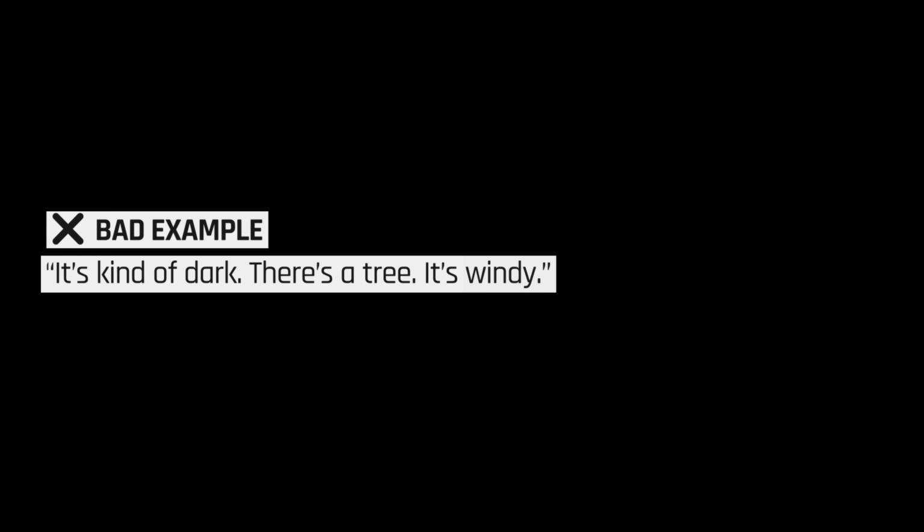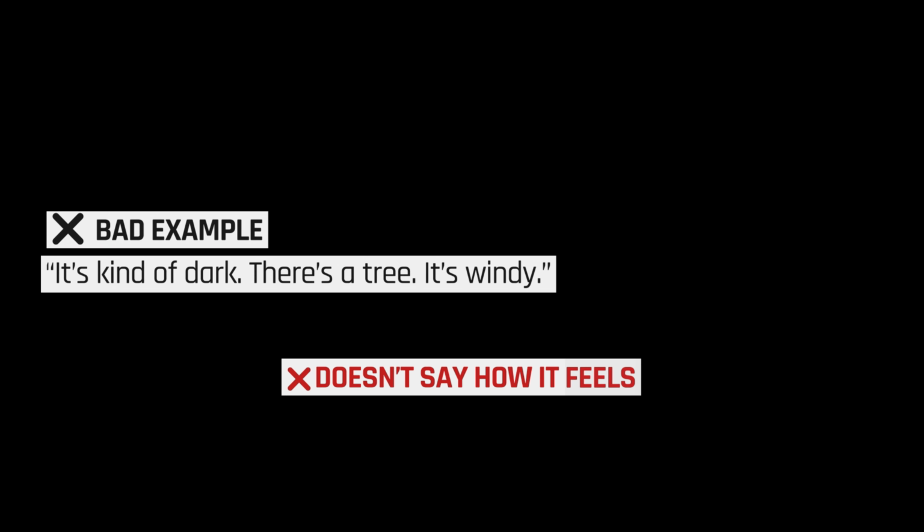Let's look at a bad example. It's kind of dark. There's a tree. It's windy. Now, what's wrong with that? Well, it's vague and generic, kind of dark, doesn't tell Veo how to light the scene. There's no texture. No mood. No sensory detail. Windy is just a word, we don't hear it, feel it, or see it. And again, no dialogue, no story.